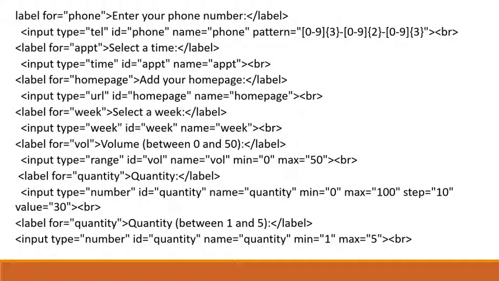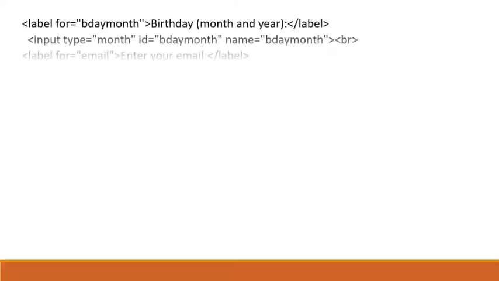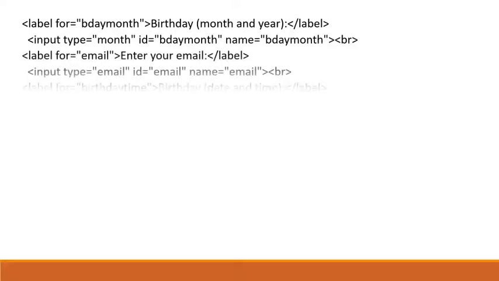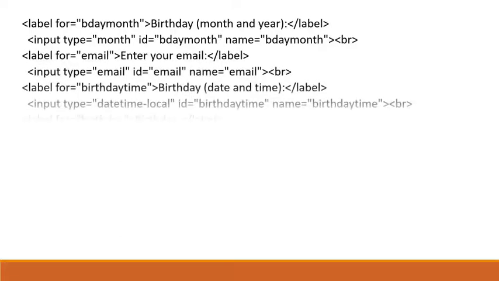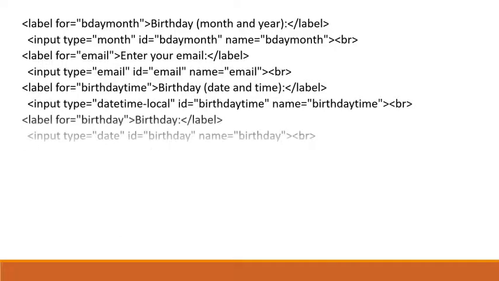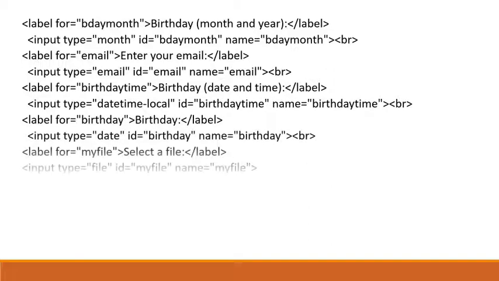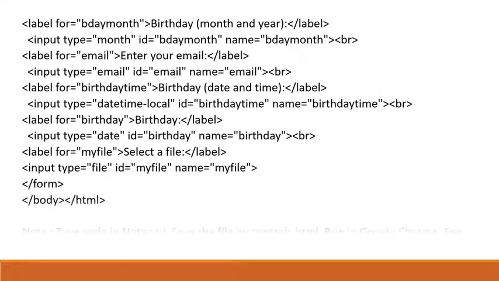Next one is input type is equal to again number. So here the quantity is mentioned, the minimum number is mentioned and the maximum number is mentioned. Next one is label for birthday month. So here I used the input type as month, where the month is defined. Next is label for email, where the email ID you have to mention.